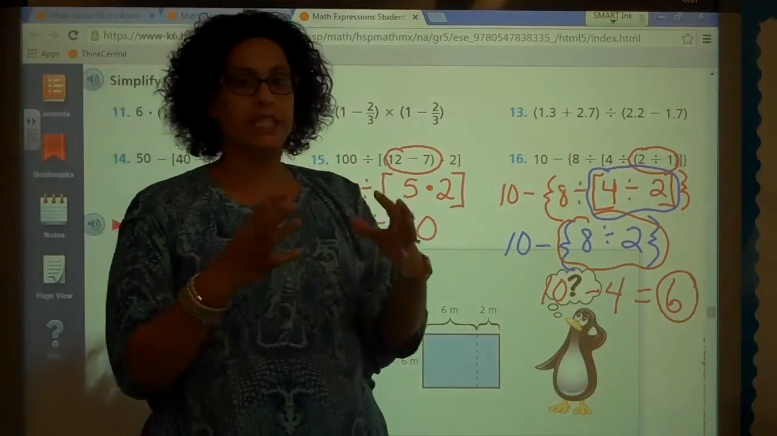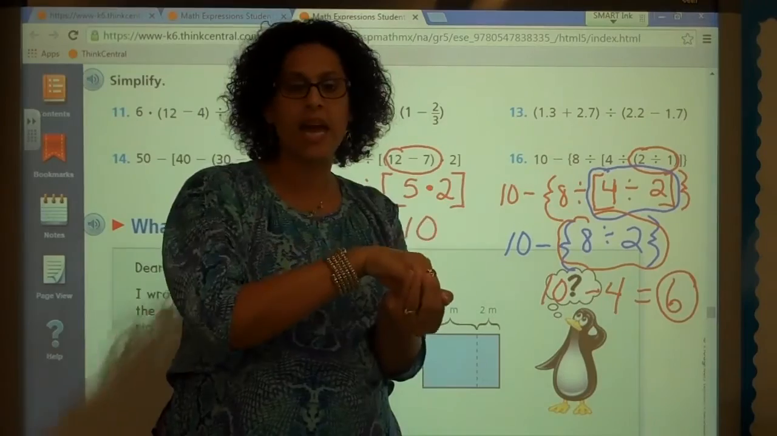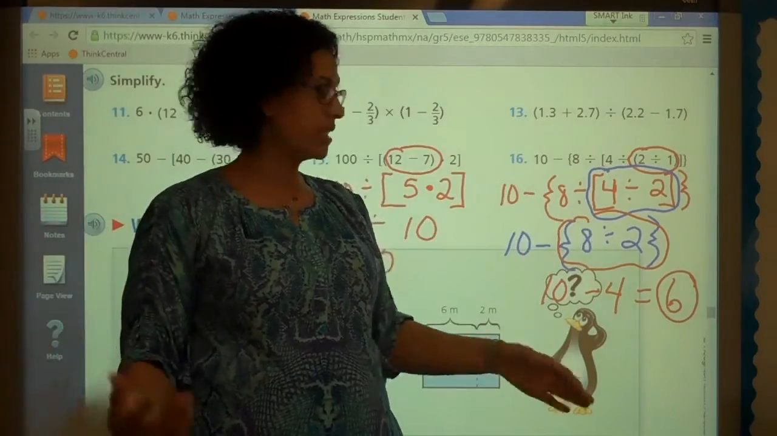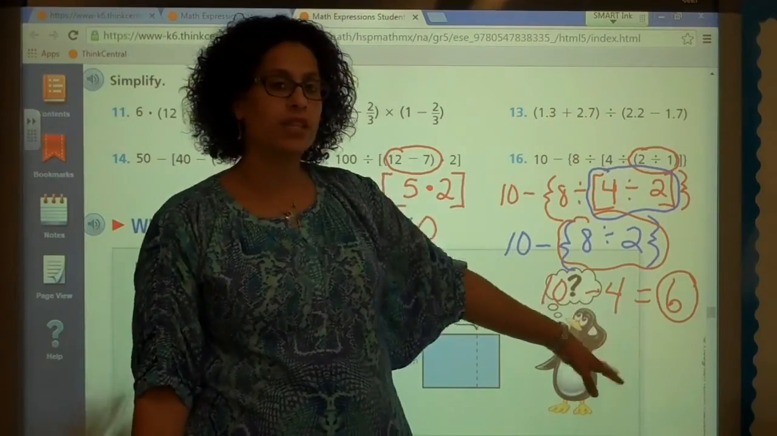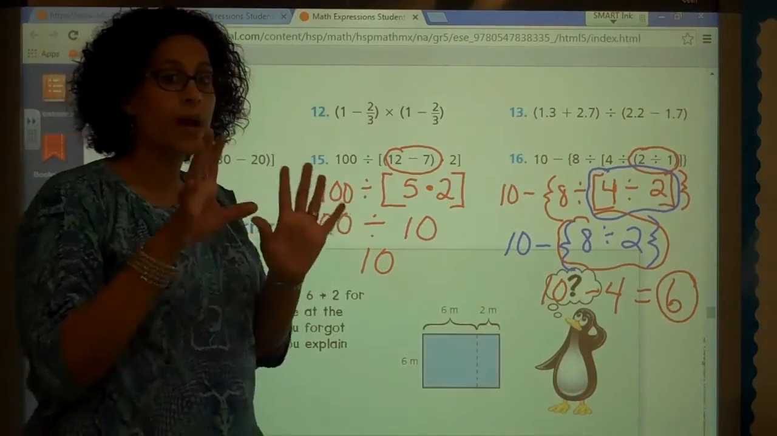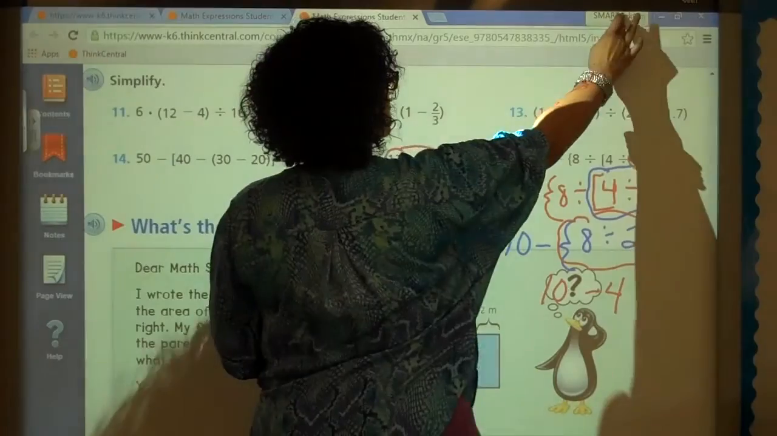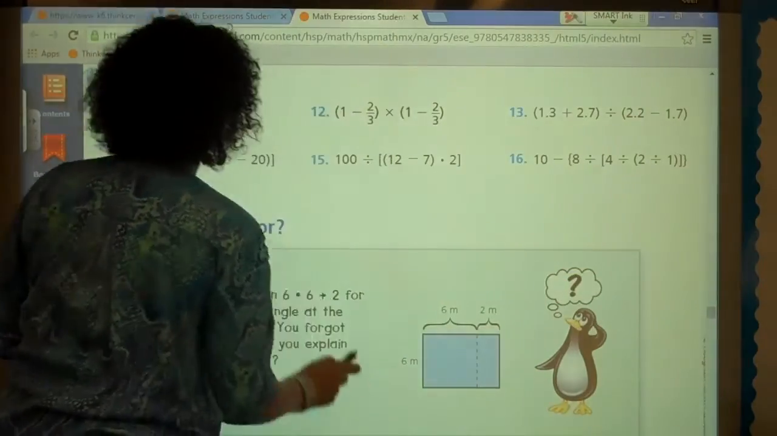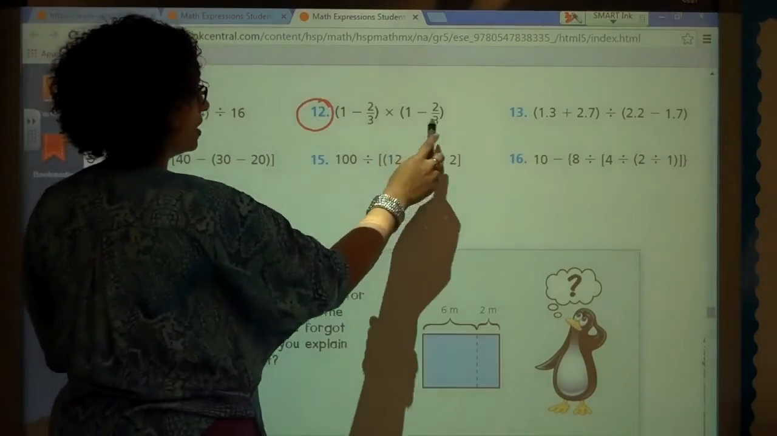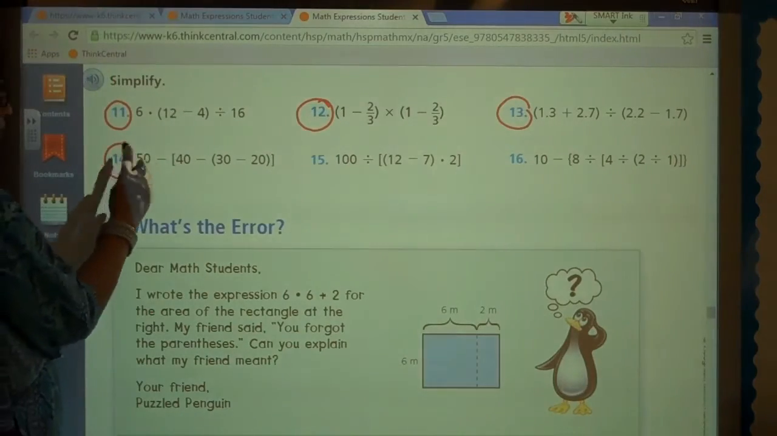So we just need to remember that these grouping symbols, as big as they may get, you start from the inside, take your time, check your math, and work your way out until you've simplified the expression so you have one number left. Your practice: I'm going to get rid of this, and I would like for you to do the rest of this page. So you're going to do number 11, 12, be careful here with these fractions, okay, 13, and 14.